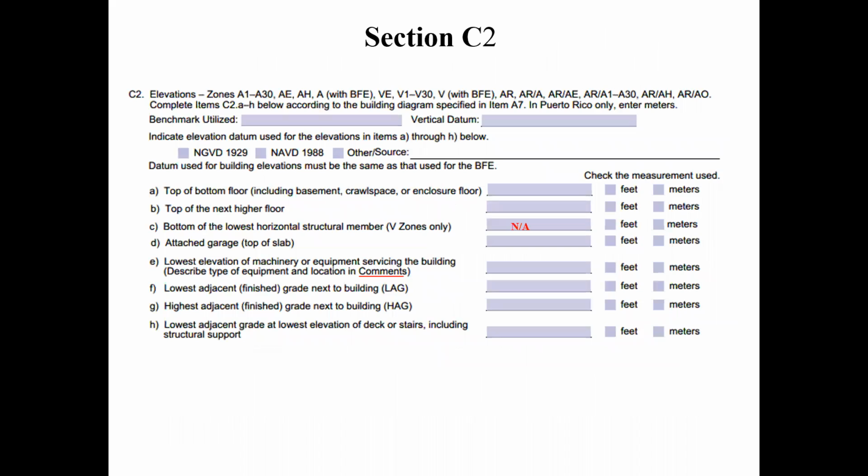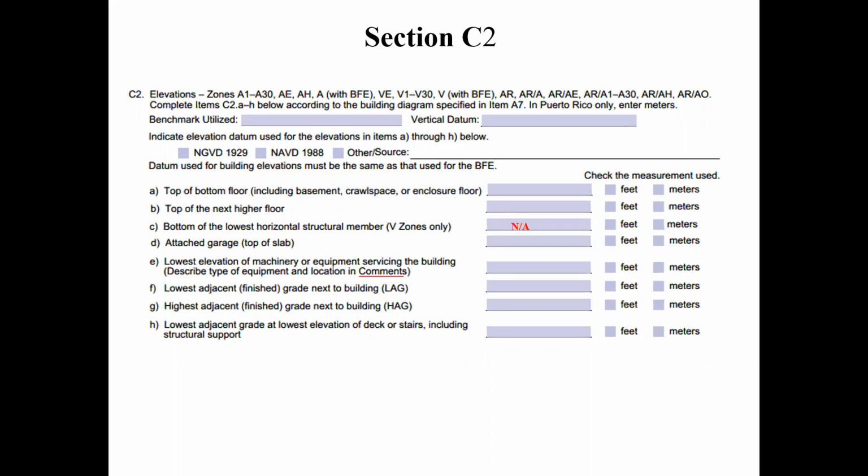And so section C2, so we're back to the benchmark, utilized vertical datum, all of that. Again, C2C should always be marked NA for not applicable. It's only for V zones. And then we want to make sure that everything is documented in feet in Kansas. We did have someone use meters before, and then they had to redo the whole certificate because that's only for Puerto Rico. And obviously it's going to throw off all of the measurements. And so, yeah, they had to fill out a new one.